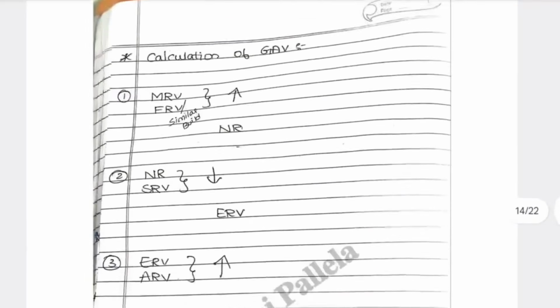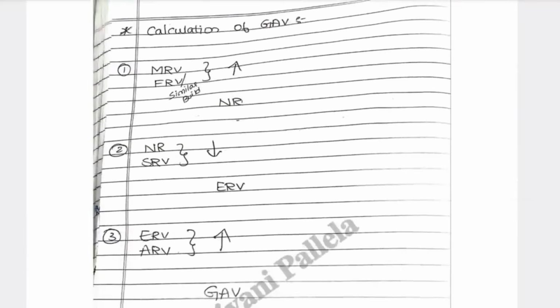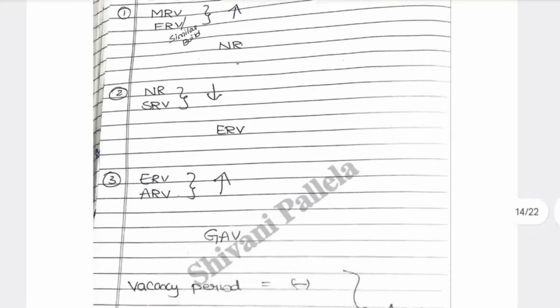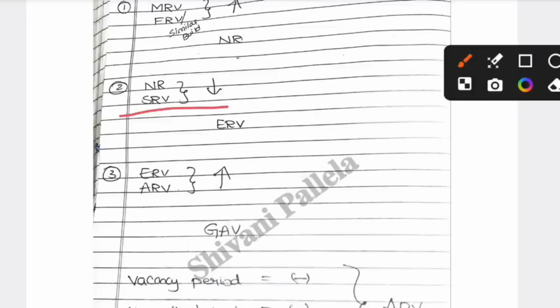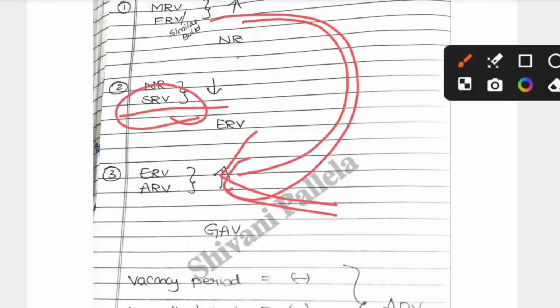Clear? And what is the calculation of GAV, MRV, FRV? Whatever is the highest will become notional rent. Notional rent is standard rental value. Whatever is the least, it will become expected rental value, ERV. ARV is actual rental value. Whatever is the highest, it will become GAV. So when standard rental value is not given, after doing the first step you can go back to the third step.